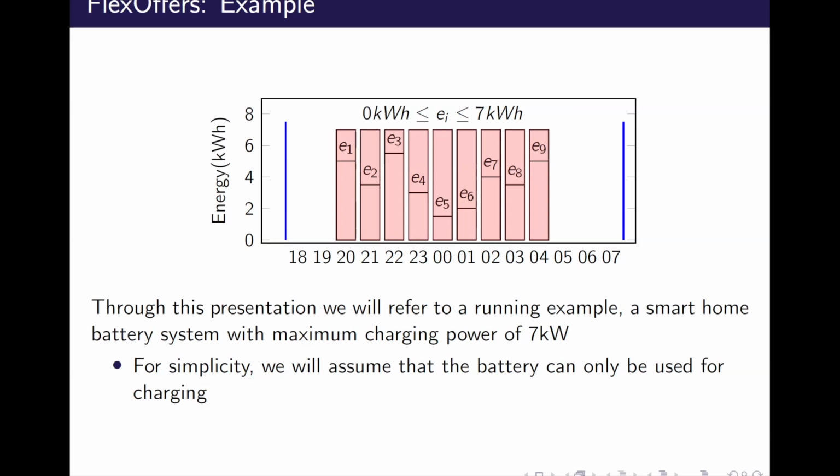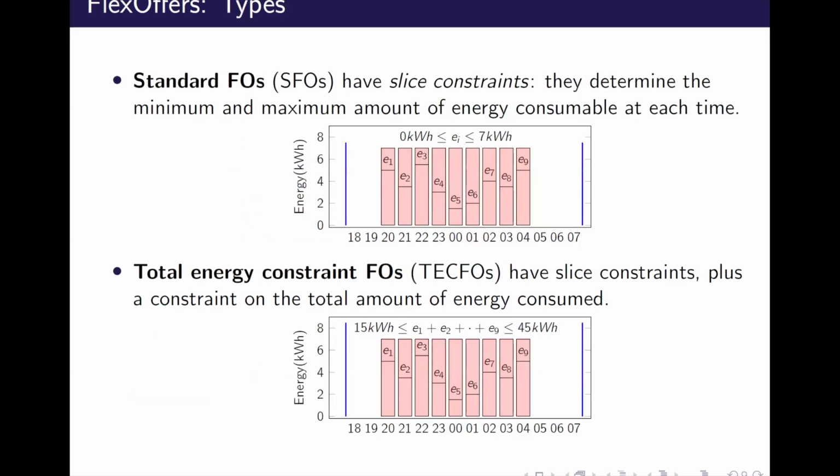There are many types of flex offers that have been developed over the years. This model has been developed for, I think at this point, over 7 years, so we went through many iterations. What you just saw is known as a standard flex offer. This is the most basic flex offer that we have and that we use. A very natural progression of that historically was a total energy constraint flex offer, which is the same thing, but we also add a total energy constraint, meaning how much energy can be consumed overall within a flex offer.